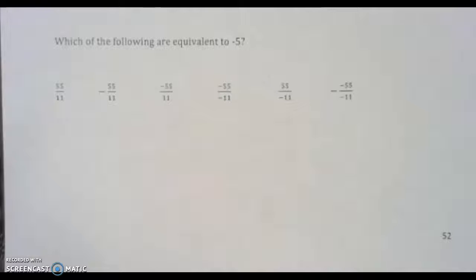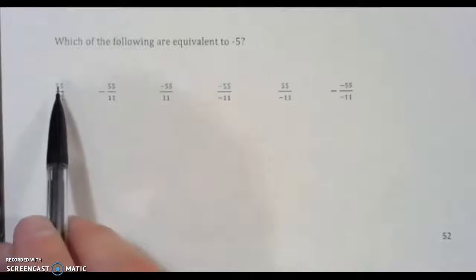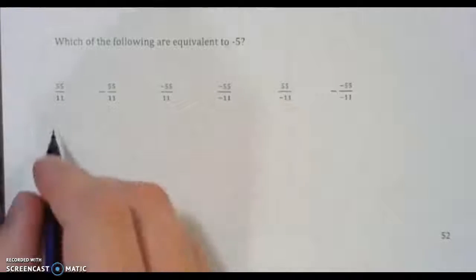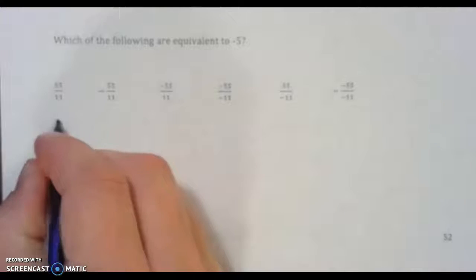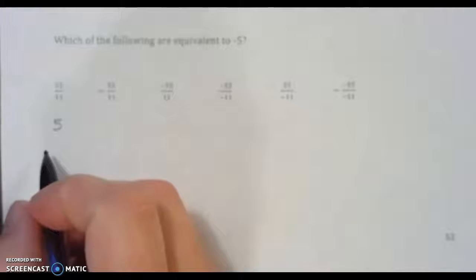In the last example, I want to know which of the following are equivalent to -5. And so this again is going to be talking about the placement of the negative symbol in our fraction. Our first one here, 55 divided by 11, well, that's a positive divided by a positive. This is just going to equal +5. And so I know that this one is not equivalent to -5.